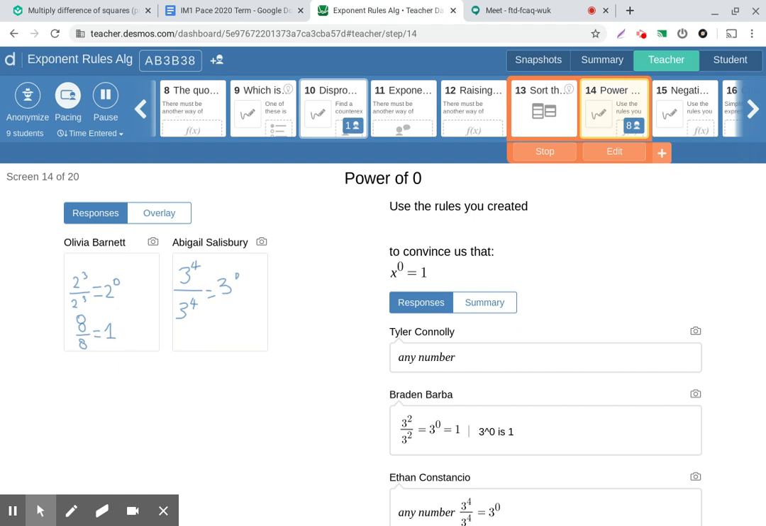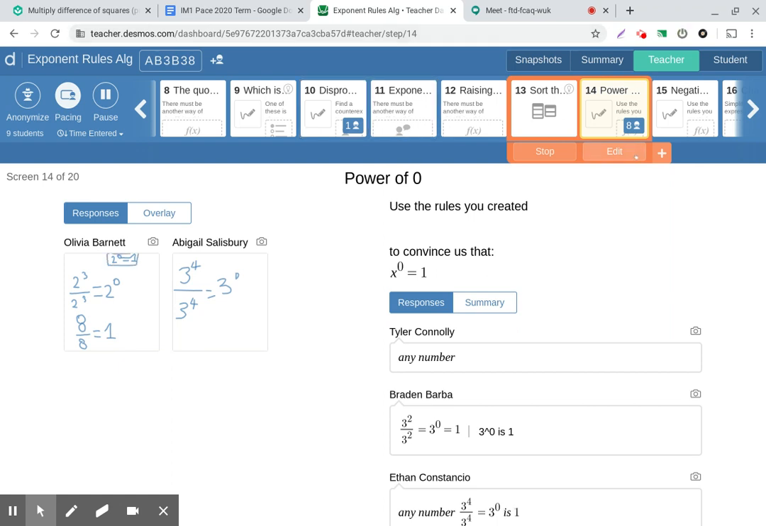My teacher told me x to the 0 is 1, so I believe anything he says or she says. I like just writing "because math." Math rules. Not rules like a verb, like a noun. Math rules.